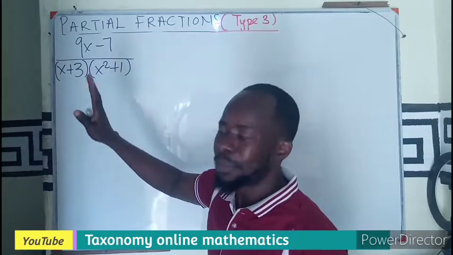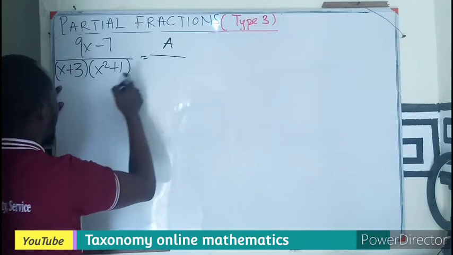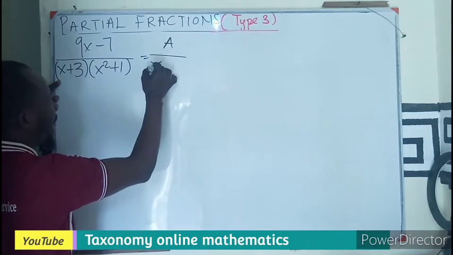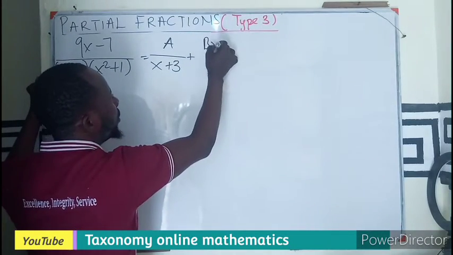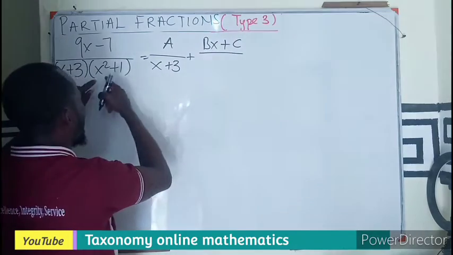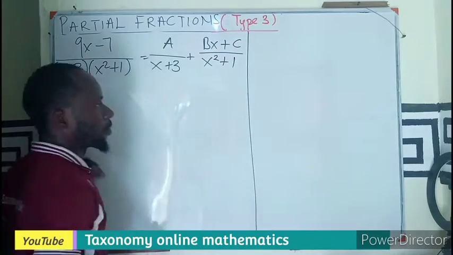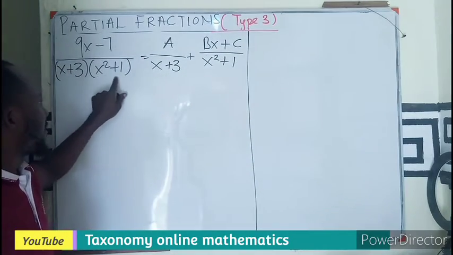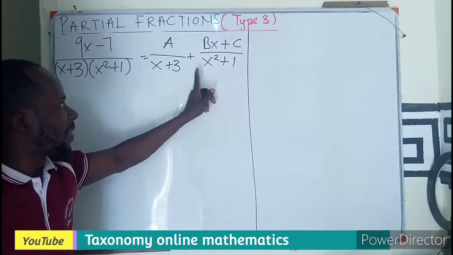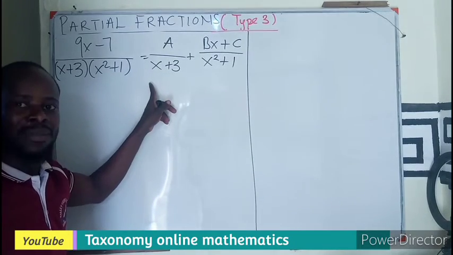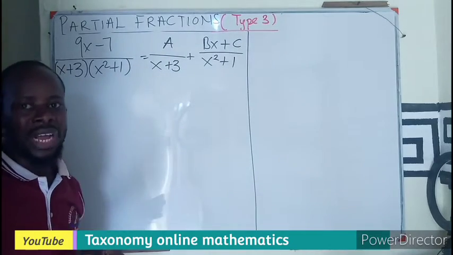The third type. So the decomposition is going to be A over the linear factor x plus 3, plus Bx plus C over the quadratic factor. If it were only the quadratic factor, this would have been our decomposition. But since there is also a linear factor, we take the linear aspect. Since it has a quadratic, there should be an x in our numerator and a constant.